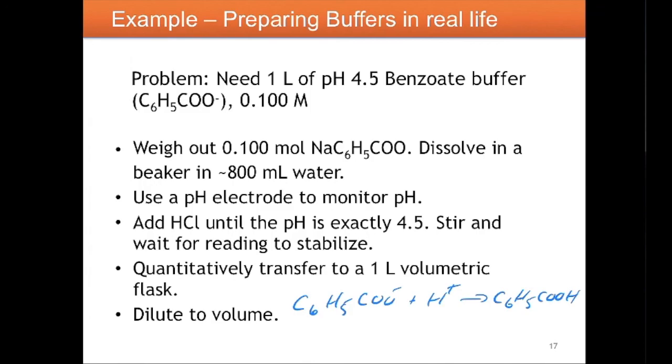Okay, so we'll just keep monitoring the pH until we get a pH of 4.5, and then we're going to transfer this into a volumetric flask and dilute this to volume, so we will have 1 liter of a buffer at the appropriate pH and at the appropriate concentration as well.